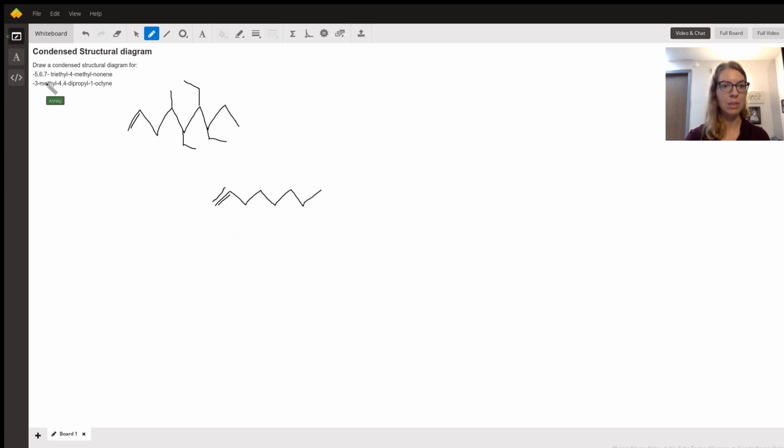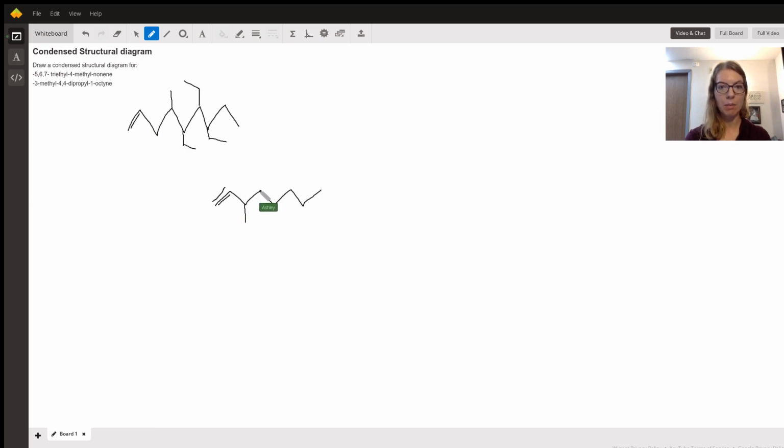Now we need to deal with these other groups. So here's the first carbon, second carbon, third carbon. So we have a 3-methyl. That's that 1-carbon group coming off of the third carbon. Looks like that. And now we have 2 propyl, so dipropyl. Propyl groups are 3-carbon groups, and they're both coming off of carbon 4. Remember, carbon can form 4 bonds, so that's fine. So here's carbon 1, 2, 3, and 4.